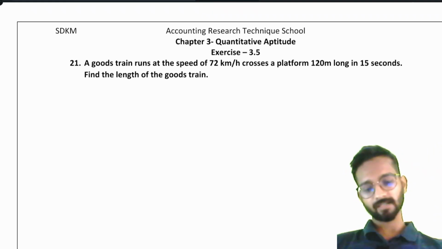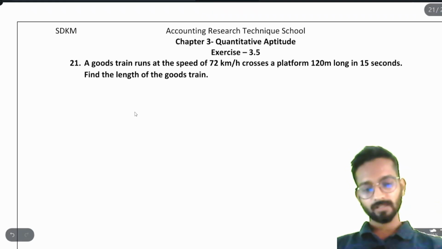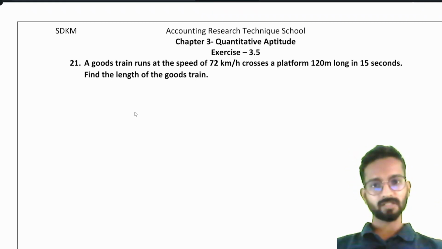A goods train runs at the speed of 72 km per hour, crosses a platform of 120 meters long in 15 seconds. Find the length of the goods train. Very important question. Look carefully. The meaning is very important. Calculation is very easy.